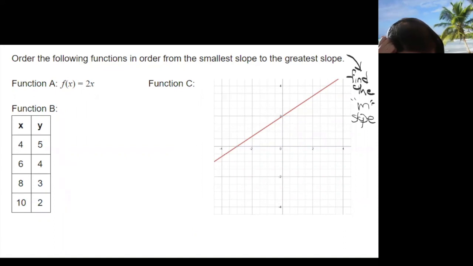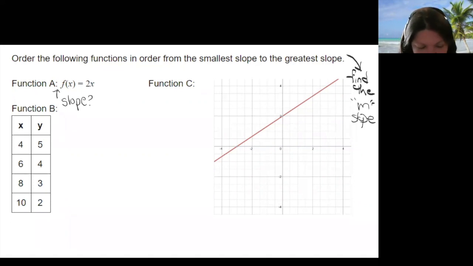Let's look at function A. This is an equation. So first of all, let me just point out that f of x confuses a lot of students. We talked about this last time. Anybody remember what f of x means the same as? Y. Why? This is like saying y is equal to 2x. Beautiful.